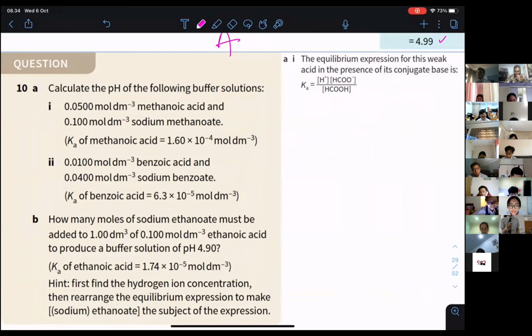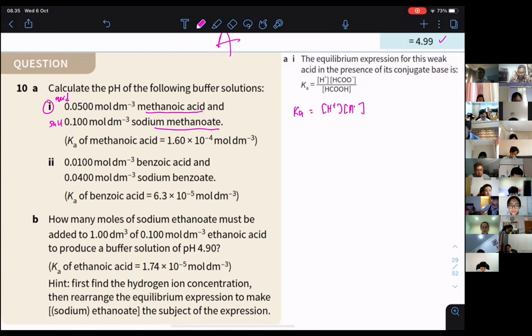Yeah, sir. So here, if you want to calculate, you see you have the methanoic acid and sodium methanoate. So this is going to be the salt, and this is going to be the acid. There are two ways, I'll show you both ways. If you want to use this method, I know Ka equals H plus times A minus divided by HA. So I want to find the H plus. H plus is going to be Ka times HA divided by A minus.